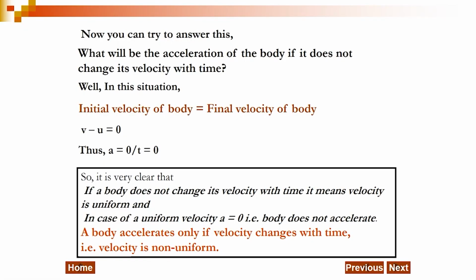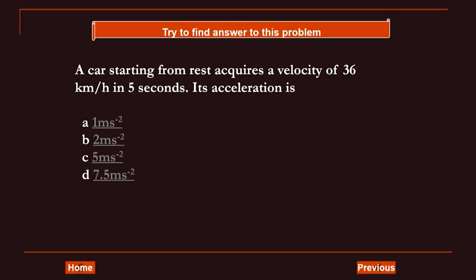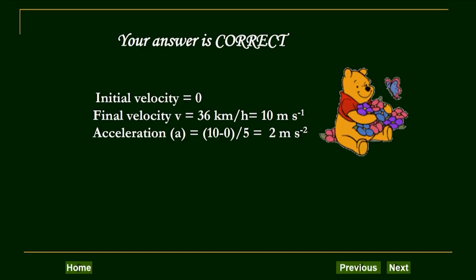So again there is one question given here. Now you can move to next slide. Try to find the answer to this problem. Say a car starting from rest acquires a velocity of 36 km per hour in 5 seconds. Its acceleration is. So using the formula given in the previous slide, you can find out the answer. Say the answer is B. So your answer is correct. Again feedback is given. So next slide.